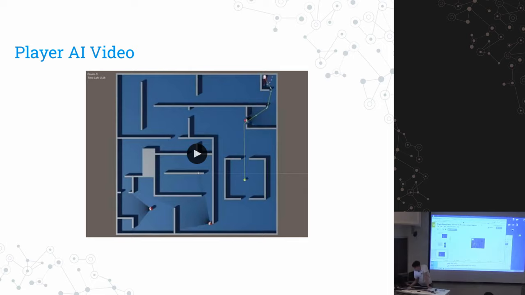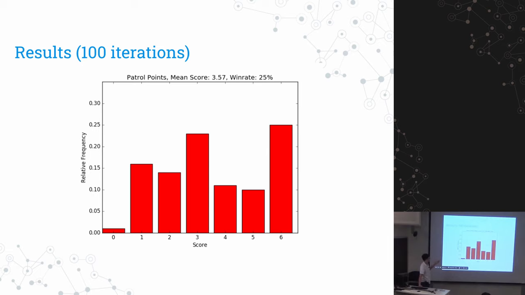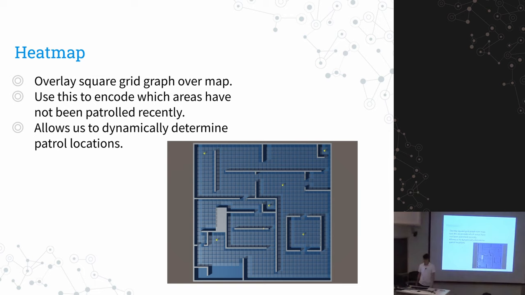And these are the results, essentially, of running 100 iterations. It wins about one in every four games, and picks up about 3.6 items on average. So essentially, we want more difficult techniques, so we're going to want to bring the mean score down, we're going to want to bring the win rate down.